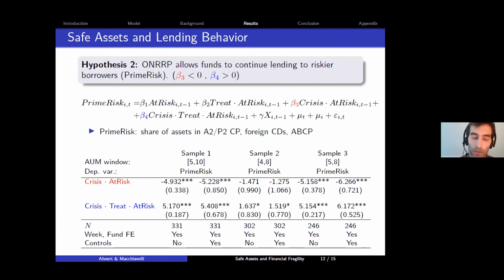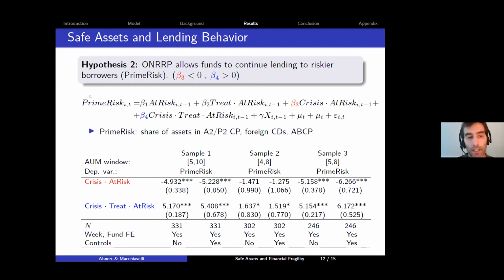And then the second question is: is this additional stability also stabilizing the access to funding of the riskier lenders, or is it the case that this extra stability comes at the expense of a flight to liquidity in a way? And so this is the hypothesis we test. Here we define prime risk as the risky lending. So it's the share invested in second-tier commercial paper, foreign certificates of deposit, and asset-backed commercial paper that the literature has identified as the riskier portion of prime funds' assets.